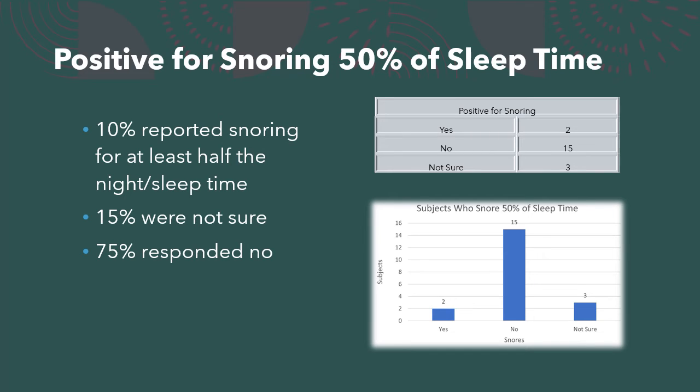2 out of the 20 subjects, or 10%, reported snoring at least half of the night or sleep time. 3 subjects, or 15%, were unsure of snoring, and 75% reported no snoring. This question was somewhat controversial, as 50% is a relatively high value. For instance, a patient could have obstruction and snoring while they are supine, but not in the lateral recumbent position. That means the not sure and some of the no responses could very well represent snoring.